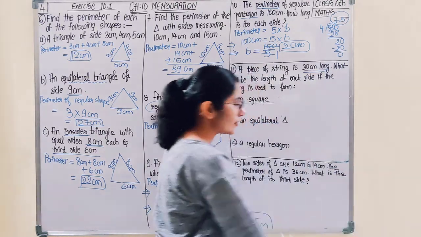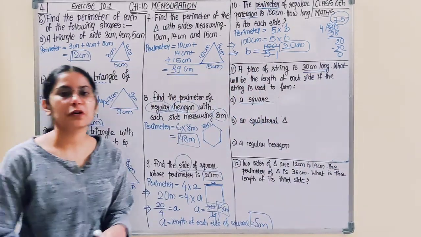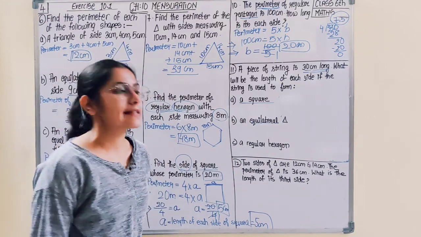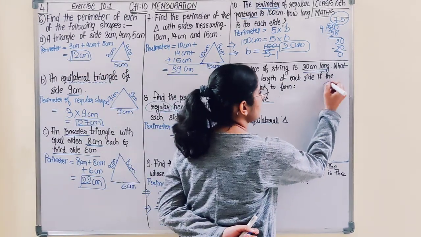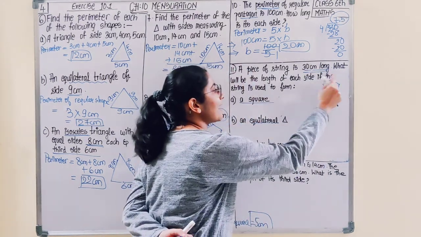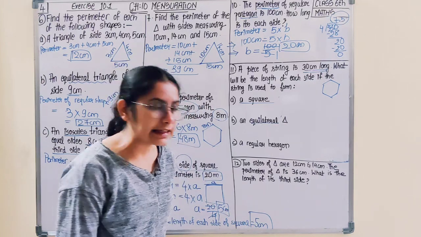A regular hexagon. So what do you think, what would be the number of sides required to make a regular hexagon? 6 sides. Okay, so this is your hexagon. Again, since they are talking about regular, each side of this hexagon is equal.